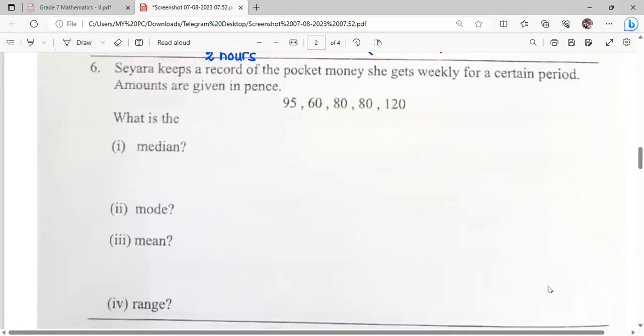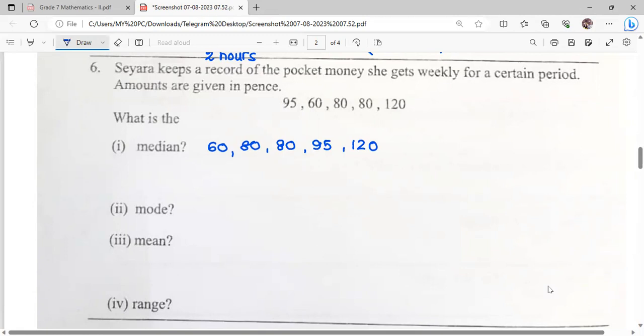Right, so then we'll move to question number 6. In question number 6, they have given a set of numbers, the pocket money she gets weekly for a certain period, and you want to find the median. Median is the middle value, children. How to get the middle value? First of all, arrange the given data set in ascending order. So how can we do that? 60, then 80, 80, then 95 and 120. This is how we can arrange the given numbers in ascending order.